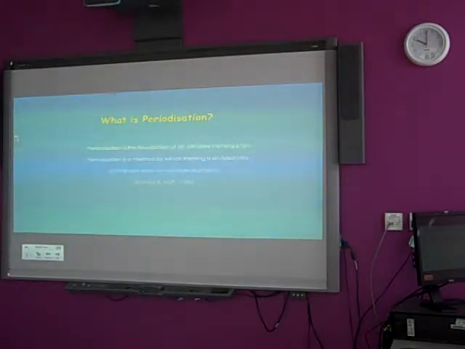Periodisation is based on 3 main phases, which is preparation phase, competition, and transition phase. That is then broken down into smaller parts, which is general preparation, specific preparation, pre-competition, competition, and transition phase.